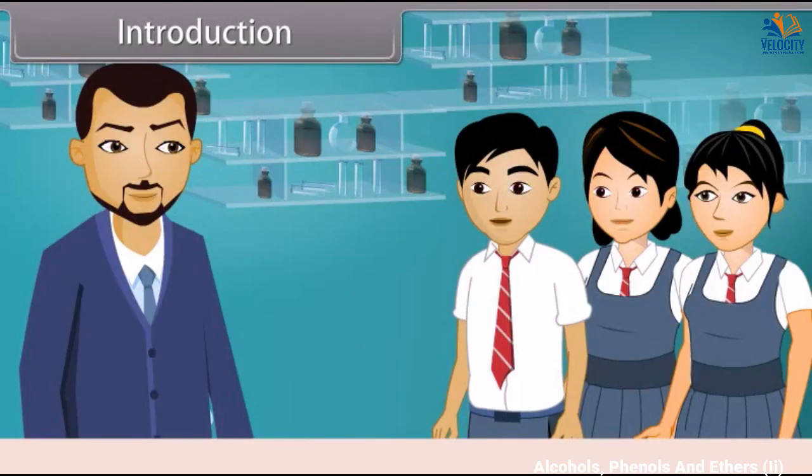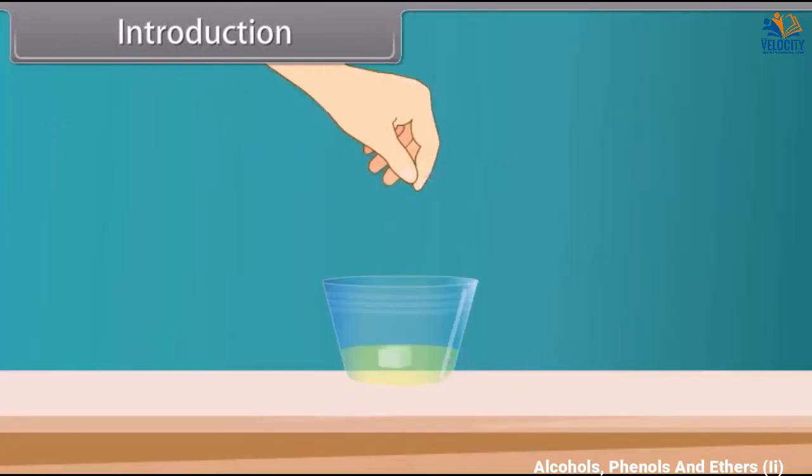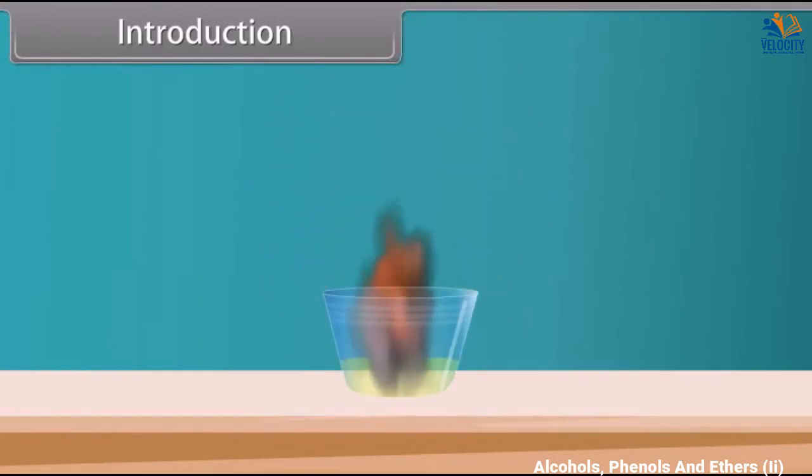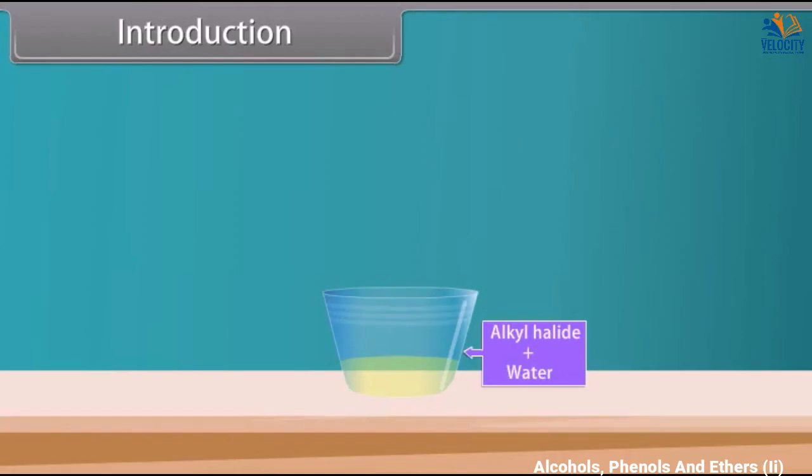Sir, what is chemical reaction? A chemical change is a process where one or more substances are altered into one or more new and different substances. Let's have a demonstration. When we drop bromine in alcohol, then chemical reaction occurs and it forms alkyl halide and water. In this lesson, we will learn more about chemical reactions of alcohols, phenols and ethers.